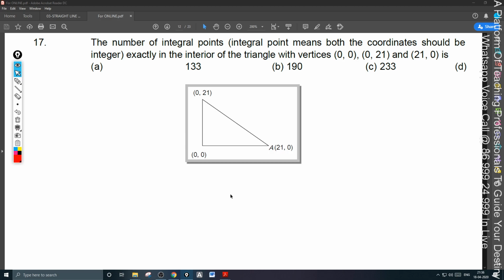Ravi Babu sir, I'll be discussing that symmetric form. I have taken the problem separately. When the problem comes, I'll discuss symmetric form.